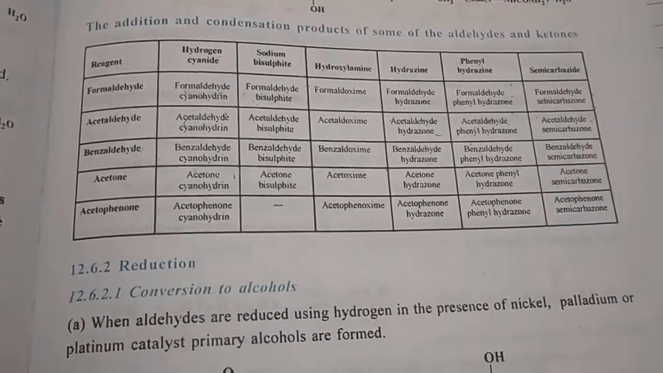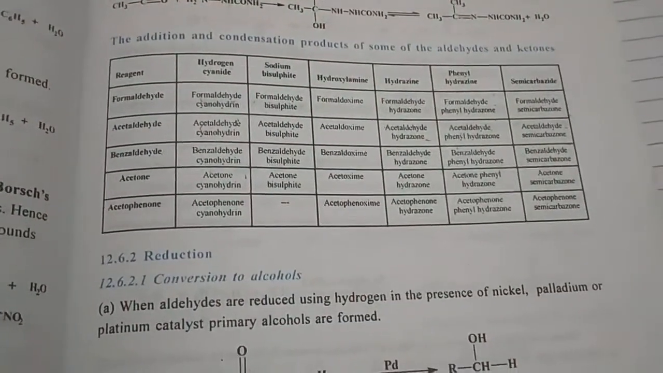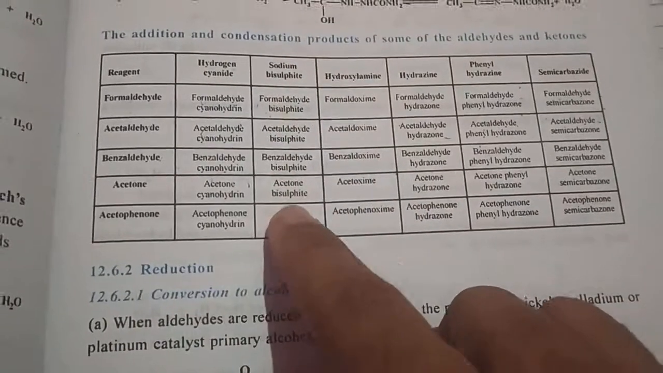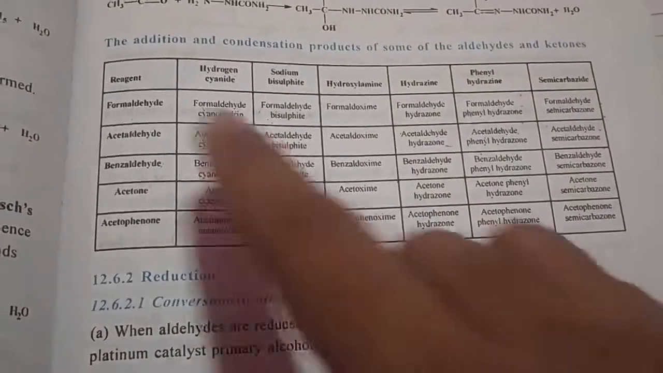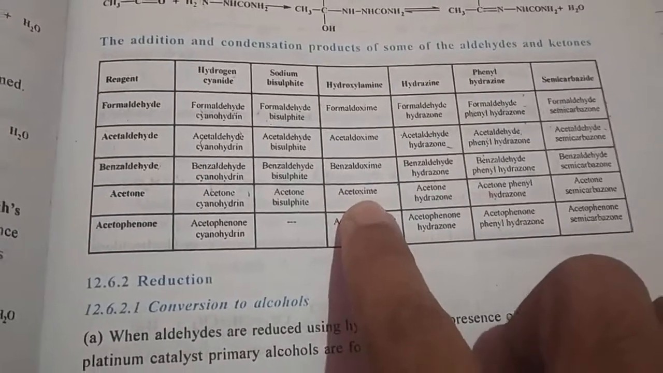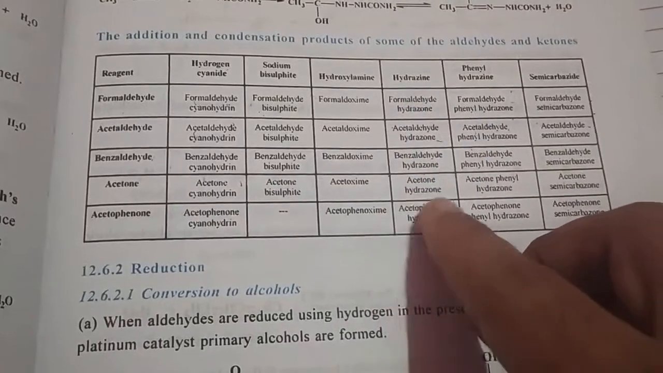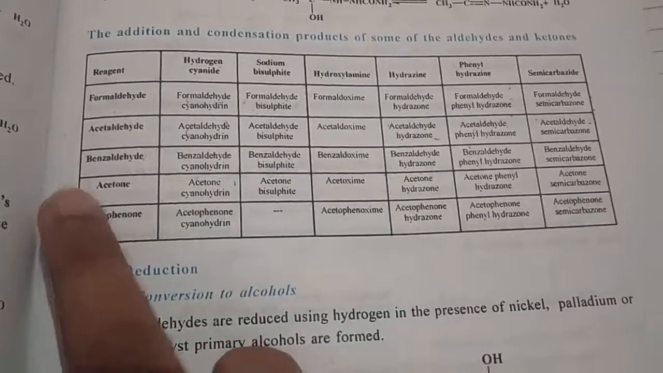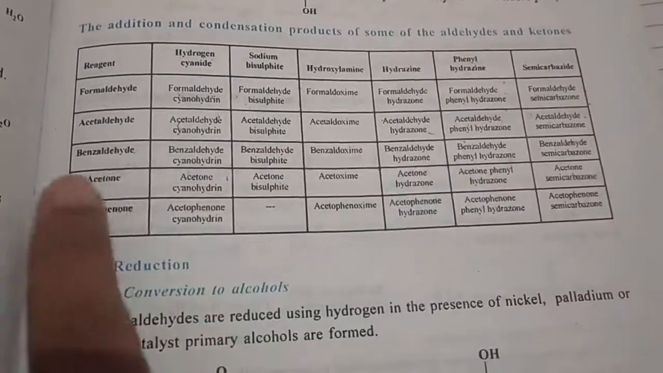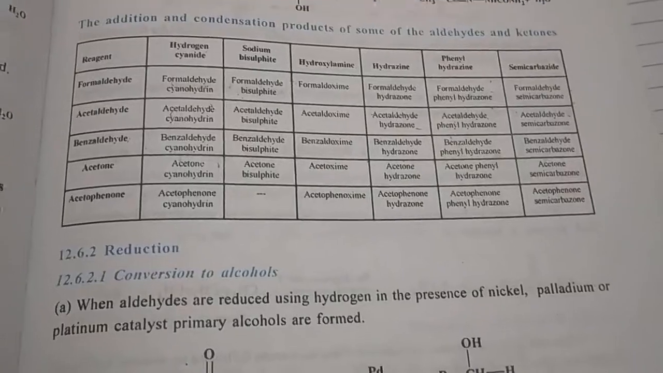Similarly, in the case of acetone, when it is treated with HCN, it is called acetone cyanohydrin. When acetone is treated with sodium bisulfite, you are getting acetone bisulfite. When acetone is treated with hydroxylamine, we are getting acetoxime. When acetone is treated with hydrazine, we are getting acetone hydrazone. Acetone, when treated with phenylhydrazine, we are getting acetone phenylhydrazone. When acetone is treated with semicarbazide, we are getting acetone semicarbazone.